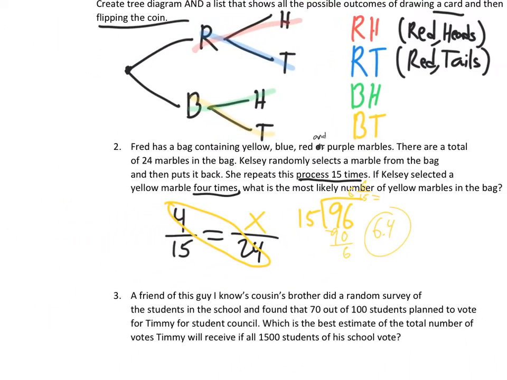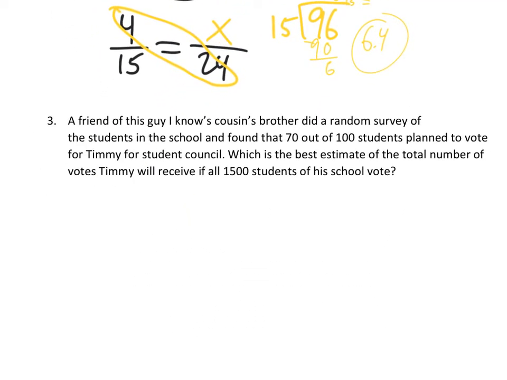Which is kind of strange because there's not going to be 0.4 marbles in there. I could round this up, saying that there are probably going to be 7. Your answers come test time aren't going to be that close, so you don't have to worry too much about it yet. All right, number 3.